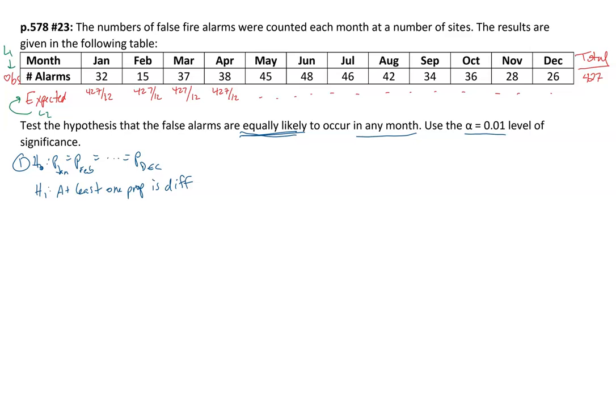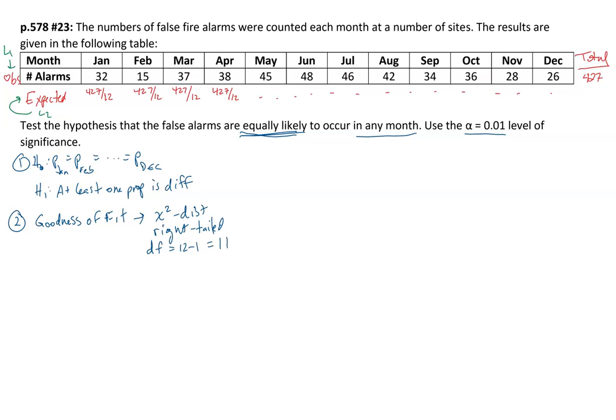One prop is different. All right, we recognize that with that single row of observations and then our expected values, that's a goodness of fit test. So different from anything else we've done so far. And so then we know that that's going to be the chi-square distribution. It's right-tailed. And with 12 months in the year, the degrees of freedom, 12 minus 1, will be 11.